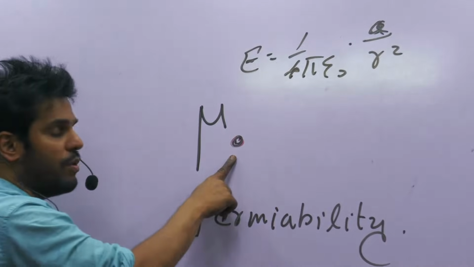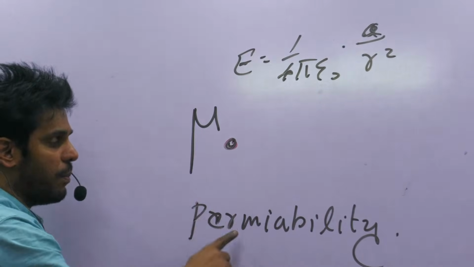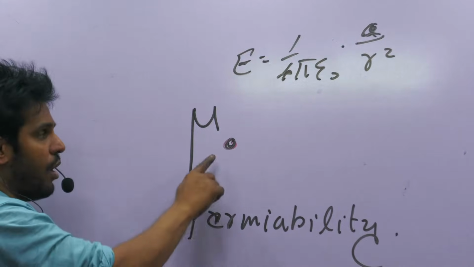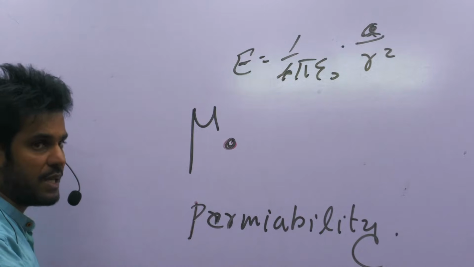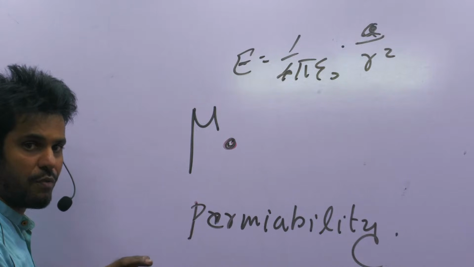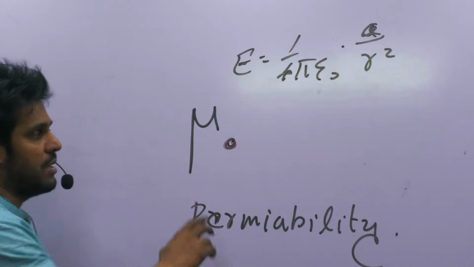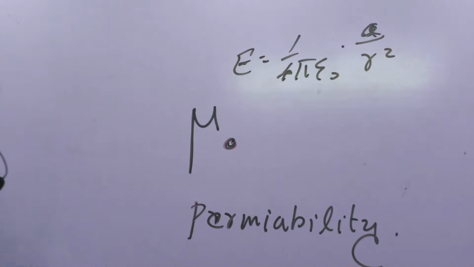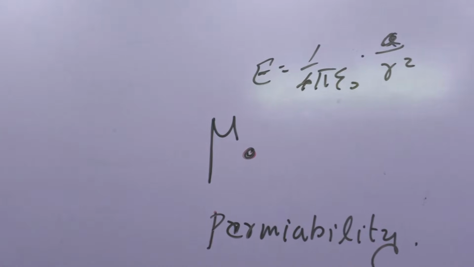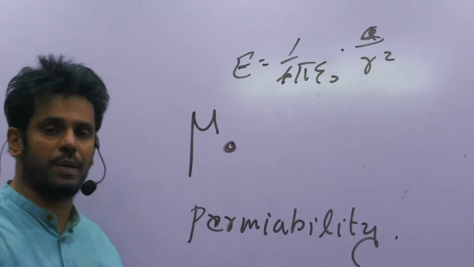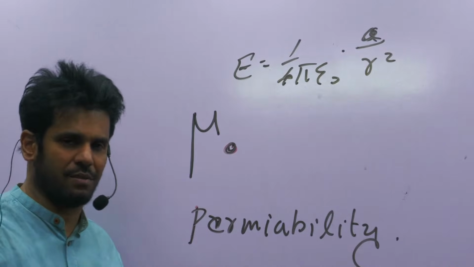Now here, mu naught is the permeability of free space or air. That is the factor of magnetic flux density, or magnetic flux strength. Mu naught means permeability of free space or air. That's it.